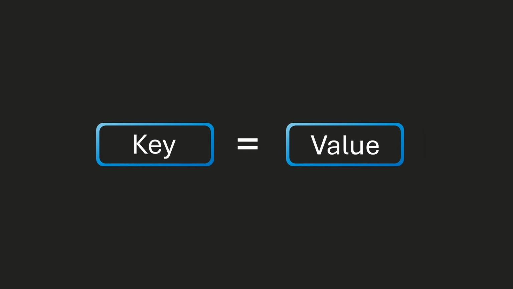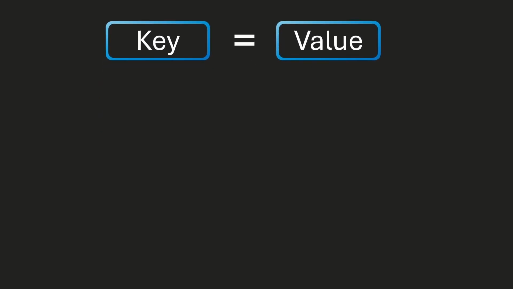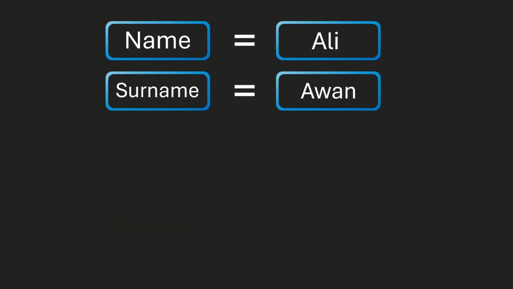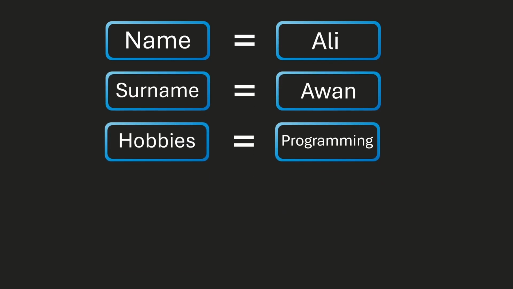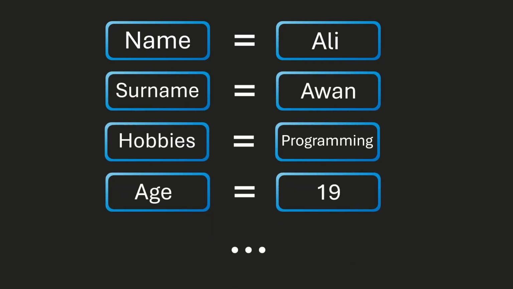Each key is associated with a value, and each key is also unique. Now, let's say I created a dictionary which has, for example, my name, which is Ali, my surname, Awan, my hobbies like programming, age, and many more. Now, something interesting you might notice is that as we increase the number of key value pairs in the dictionary, the time it takes to do operations on them will also increase linearly. What do I mean by that?